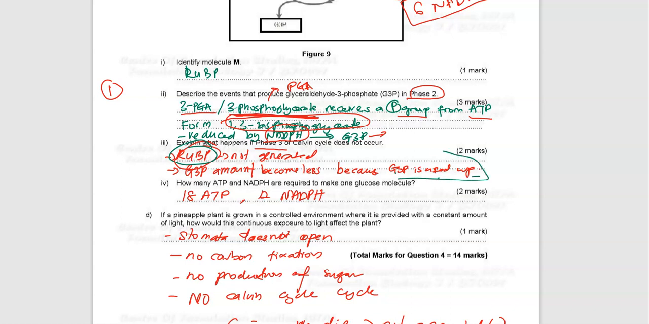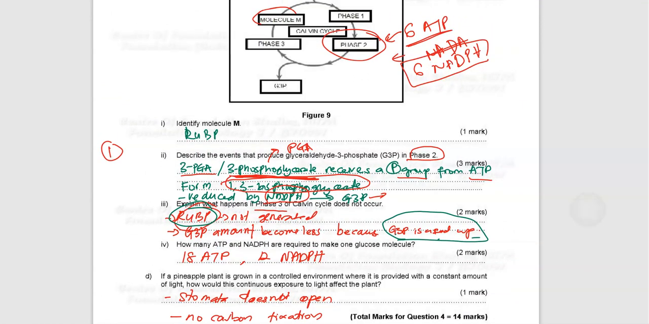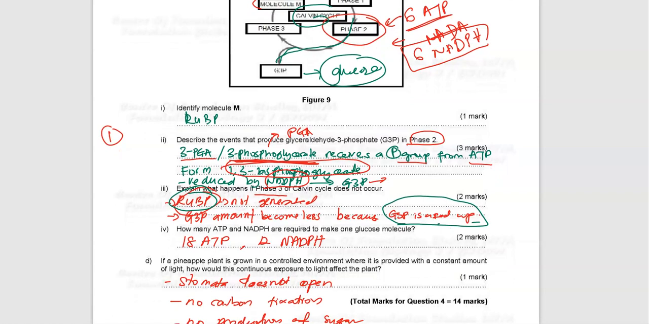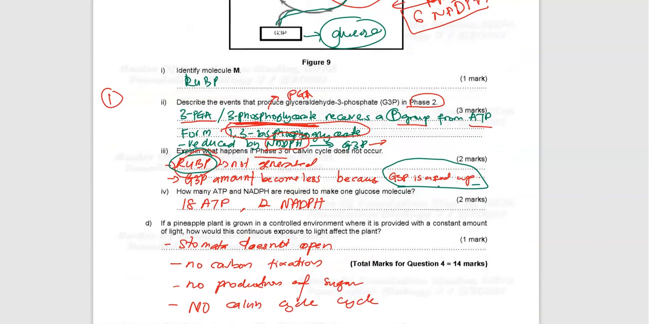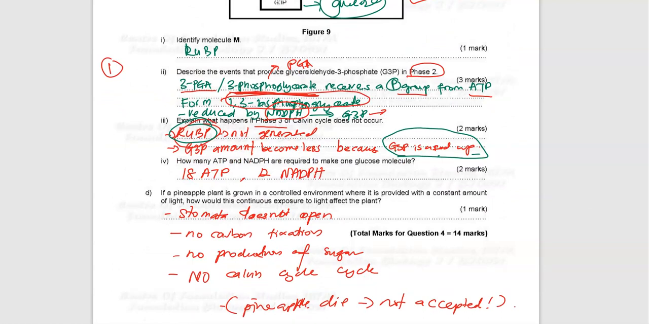What does it mean by will be used up? Because as you see here, some of the G3P will exit from the Calvin cycle and will be used to synthesize glucose. So if the G3P is not recycled, lama-lama G3P akan berkurangan.